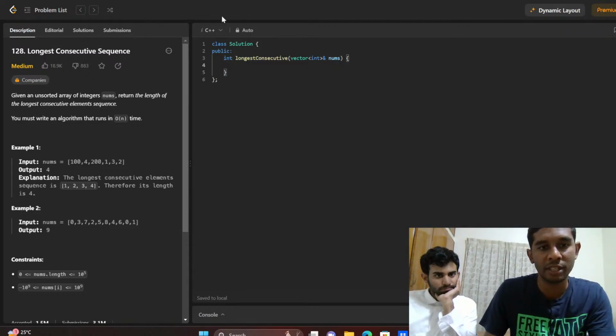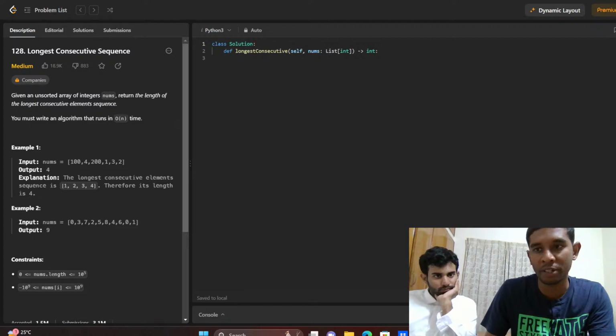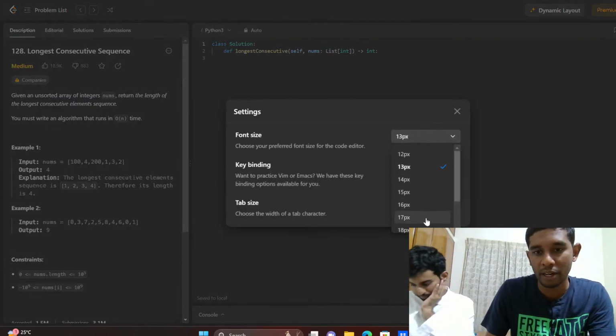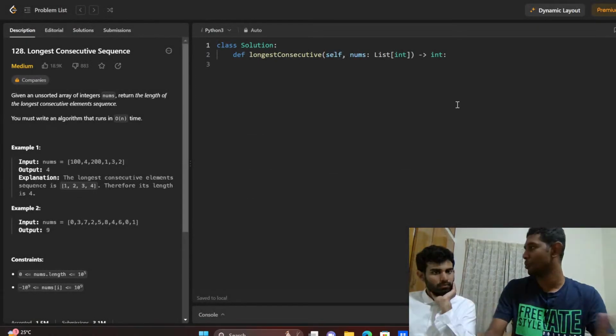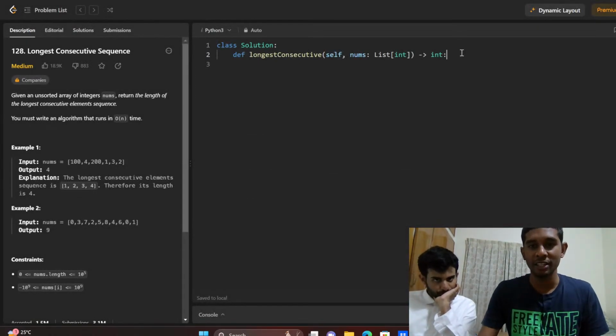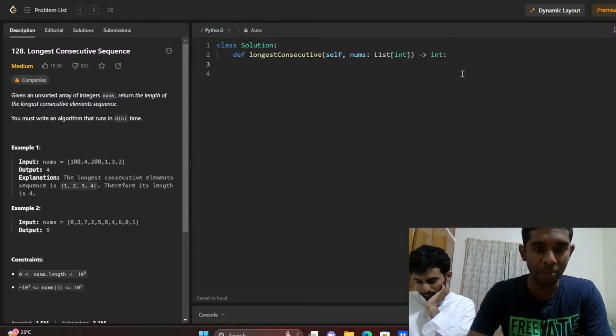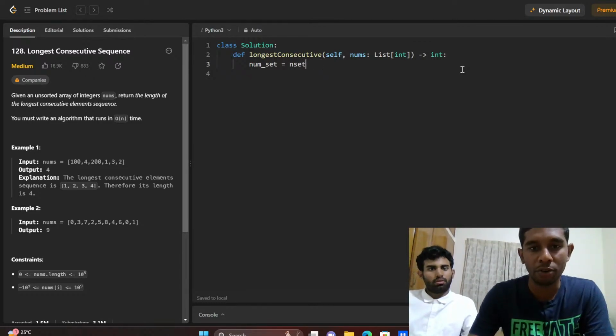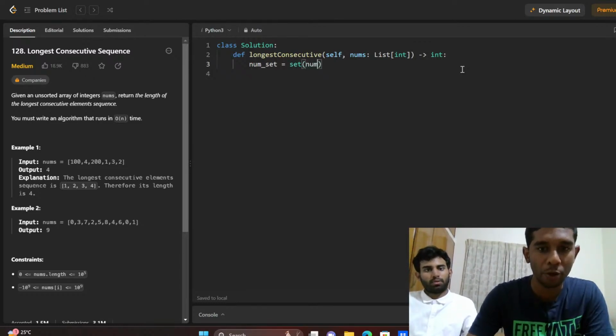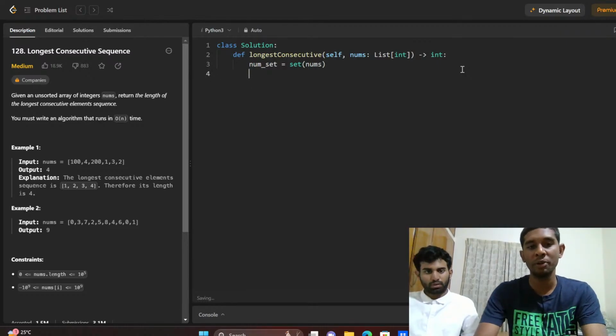So first, let me change the coding to the Python environment, and let me also increase the font size. I think next time when you're solving the problem, maybe we have to increase it. So yeah, let me just create a num set. Num set is equal to set of nums. Okay.